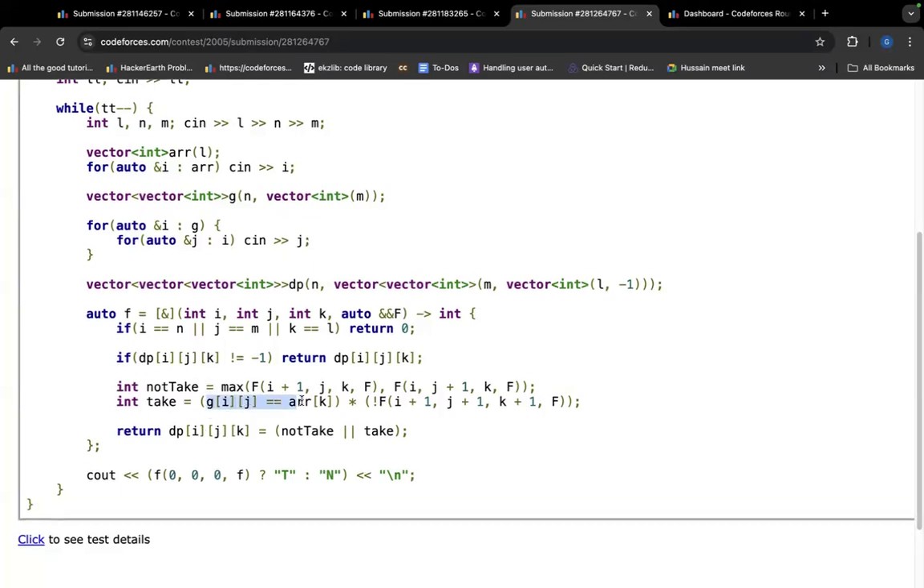I did this equal to because if this is not true, this would be 0. So this would automatically become false. It's the same as an if statement. All right. I just avoided the if statement by writing this. I was in a hurry, so that is why I wrote this. But clean code practice would be just writing an if statement. If g i j is equal to ARR k, then take is equal to this. Otherwise, take is equal to false. So that is more or less it.